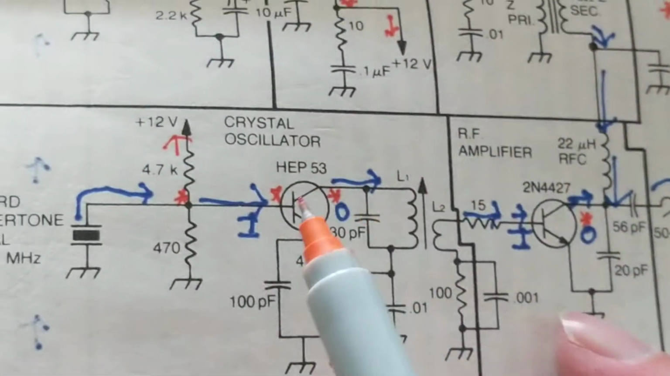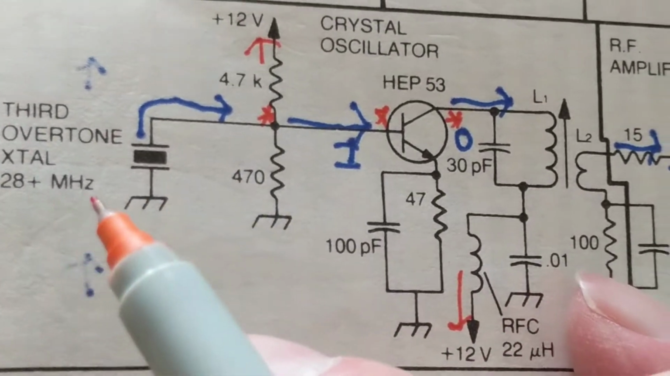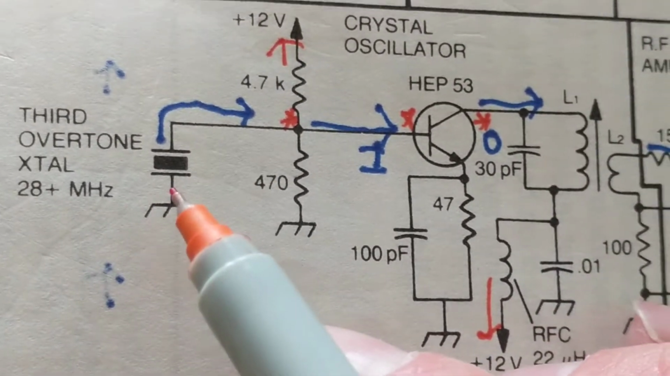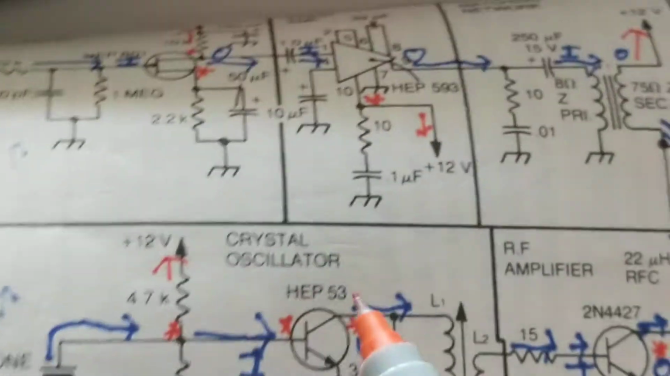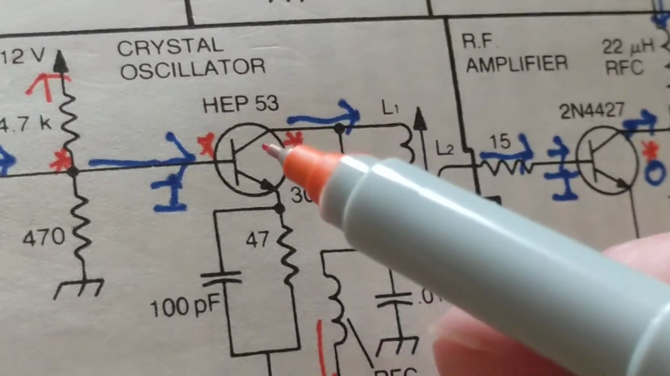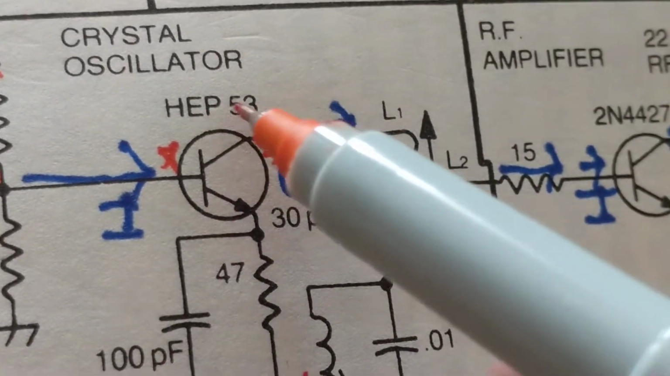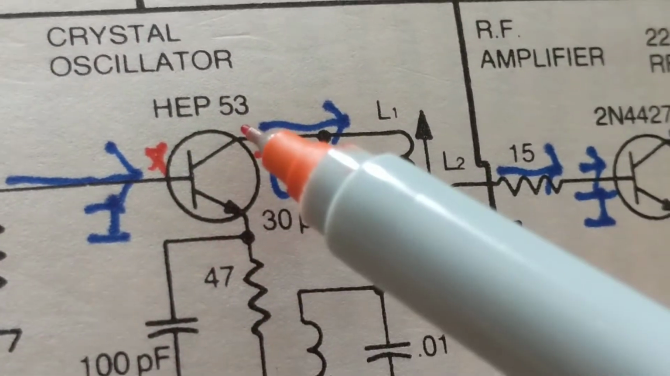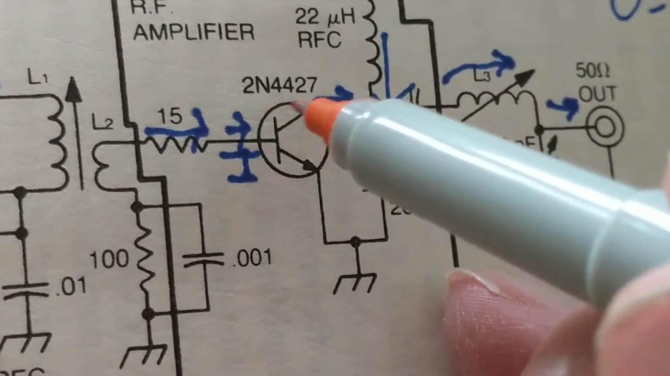Now, over here, and we're going to go back to that one, is a crystal that I spoke about, 28 megahertz. This is what produces the high frequency. And it goes to something called a transistor, an oscillator, and then this is the type of transistor that you need. This is the serial number. This is the serial number for this one.